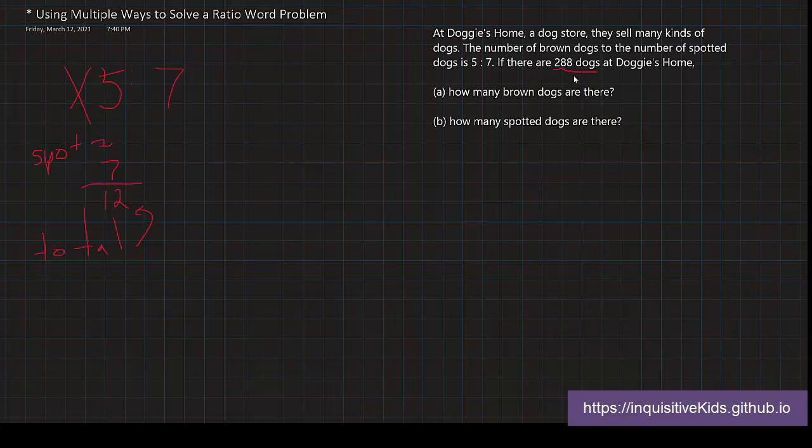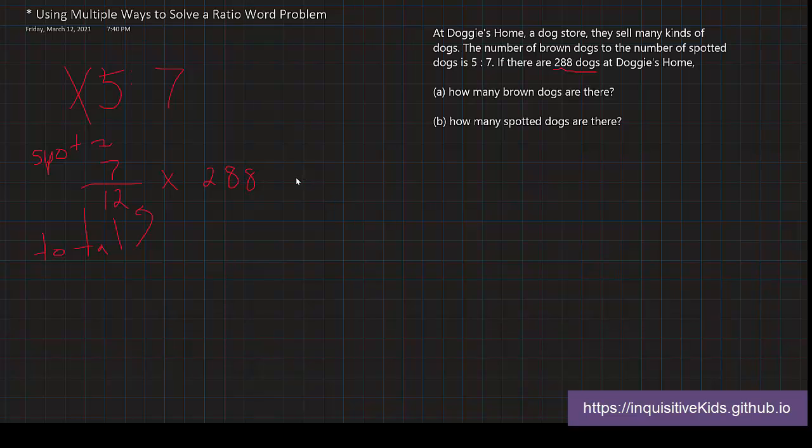And then there are 288 dogs at Doggie's home. So the 7 out of 12 is a part of 288 dogs. And if we want to find the part of something, it's usually we multiply that fraction to the whole. So let's try that. Over here, 7/12, because remember, 7 to 12 is basically the same thing as the fraction form, 7/12. So we're going to multiply the fraction 7/12 to the whole here, 288 dogs.